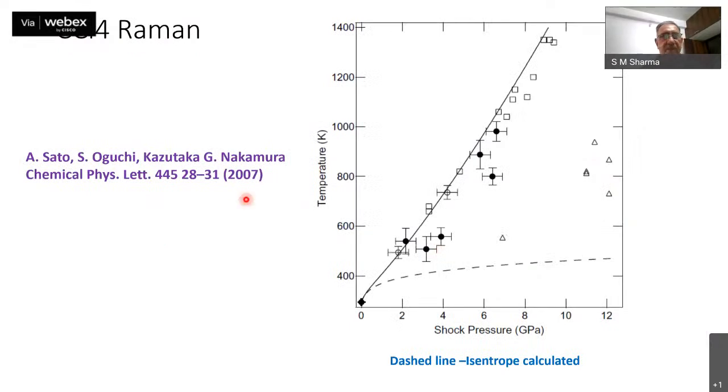Here is an example, experiments carried out on carbon tetrachloride, and these are the measured temperatures and various other estimations. You can see it from pyrometry and so on. This is in case it was an isentrope, but the shock temperature is much higher. So Raman measurements are one of the techniques which can be used to estimate the temperature.